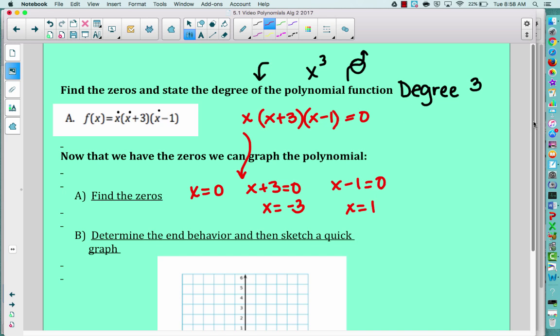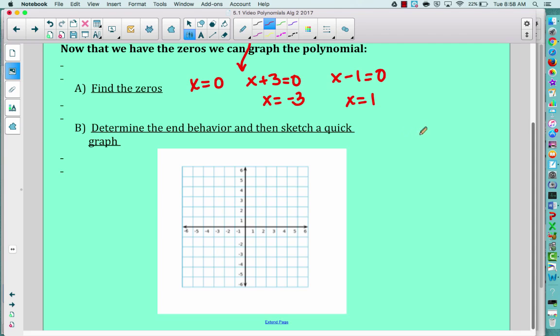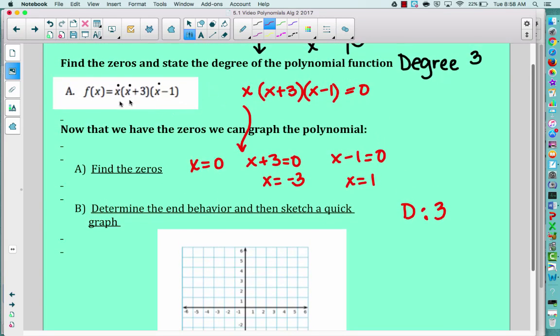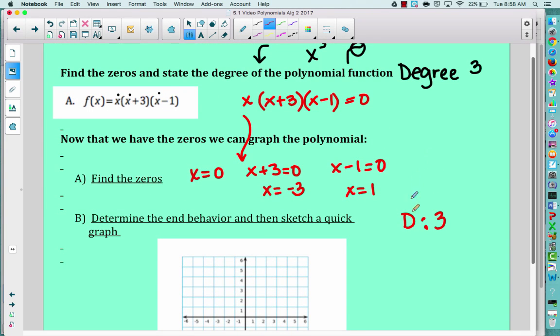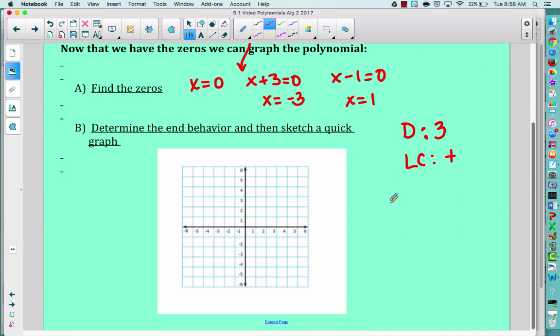All right, so let's use that information. Let's determine the end behavior. So we know that it was a degree 3. And by looking at it, we see that if we do x times x times x, that leading coefficient is going to be positive, okay? Leading coefficient's positive. So a degree 3 graph with a leading coefficient that is a positive number is going to be down up, meaning the end behavior. So end behavior is down up.